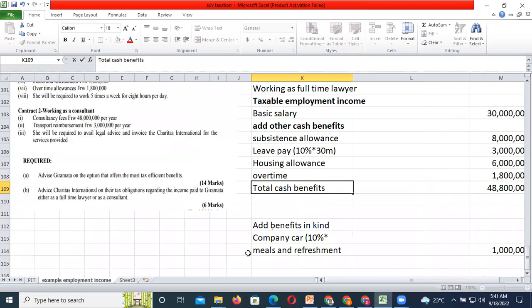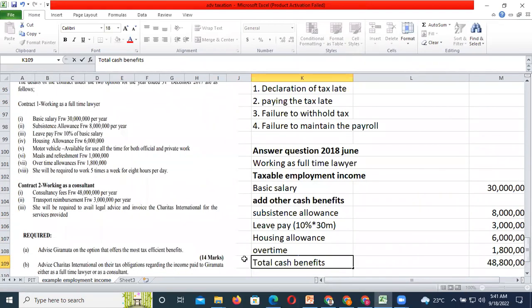Is it receiving cash? Or the company pays for meals and refreshment? That is a challenging part. What is your comment on this part, the meals and the refreshment? Is it receiving cash? Maybe the company pays on his behalf. Yes, the company pays on his behalf. So we are taking it as a benefit in kind. In kind, yeah. Okay.